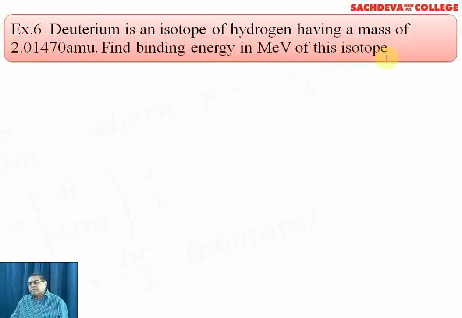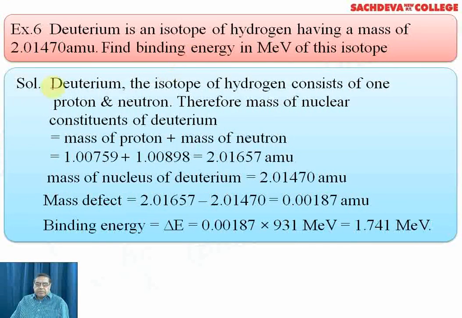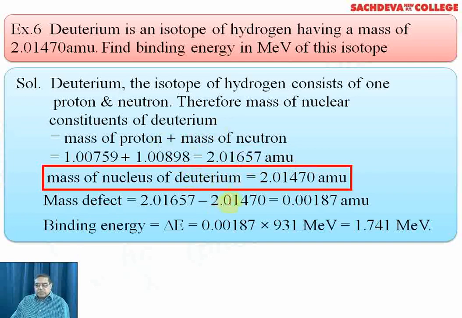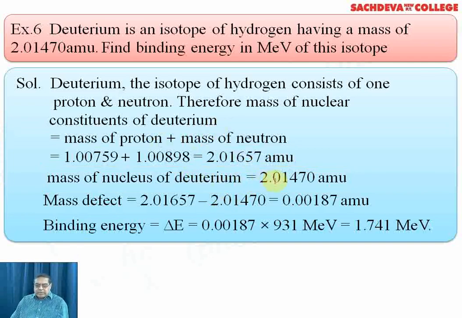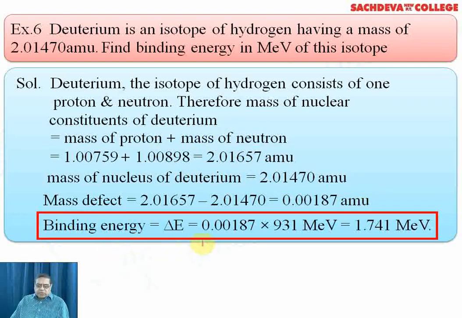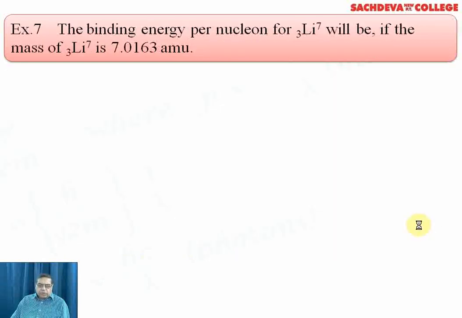Again, we are using a concept, that 1 atomic mass unit is 931 million electron volts. The deuterium, the isotope of hydrogen, consists of one proton and one neutron, as I have just explained. Therefore, the mass of nuclear constituents, that is the net mass, will be 2.01657 AMU. Mass of the nucleus is known to us. We take the difference of the two masses, and the difference comes to 0.00187, and this 0.00187 is multiplied by 931, and that is called the binding energy, and that is 1.741 million electron volts.